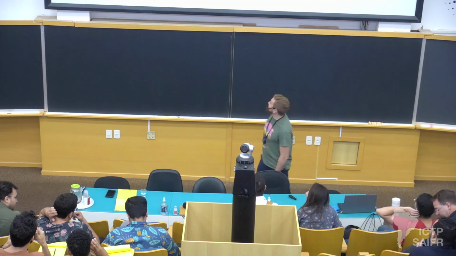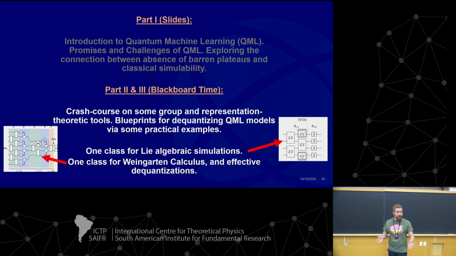So to begin, I just want to give a very brief overview of what we did yesterday and the things that we want to do today. Yesterday, we briefly introduced quantum machine learning. We discussed some of the problems that might arise, like barren plateaus and classical simulability. And we kind of worked with this.